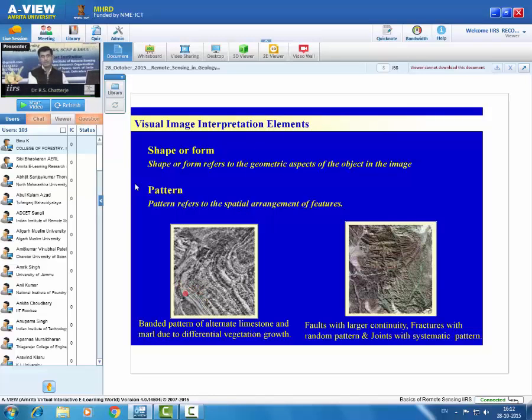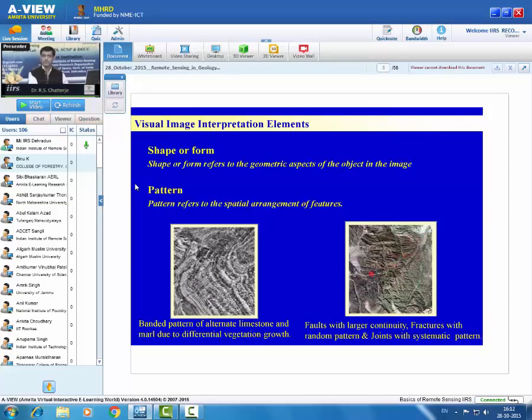In the case of limestone, it is very hard and compact and no water is retained here, so vegetation does not grow. Whereas the marl has a lot of water and it facilitates the growth of vegetation. In this panchromatic picture, the vegetation appears in a dark tone, whereas the limestone, which is very hard and compact with no vegetation, appears in a bright tone. And you know limestone has very high reflectivity. So this banded pattern is basically the alternate arrangement of limestone and marl.